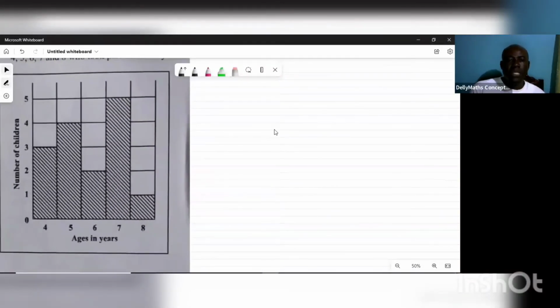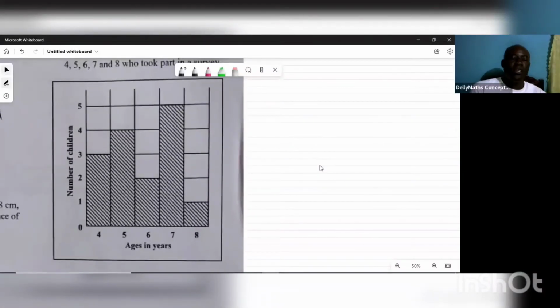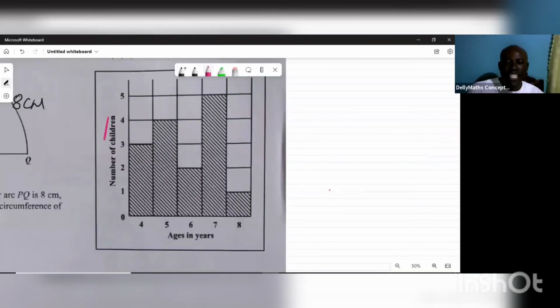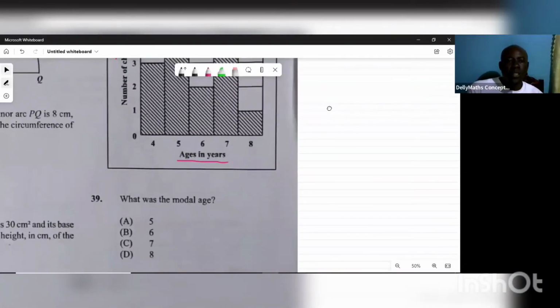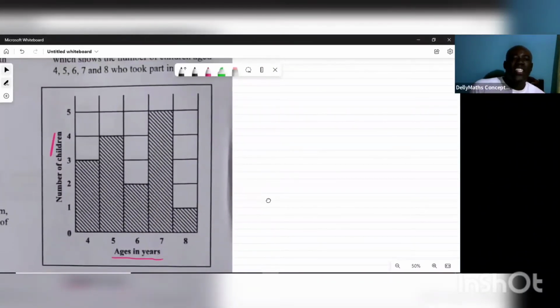All right, so they took part in a survey. So those are the age and those are the number of students, children. So you look at what we have here, they put number of children here, and the ages here. All right, let's see what the question says. What was the modal age?